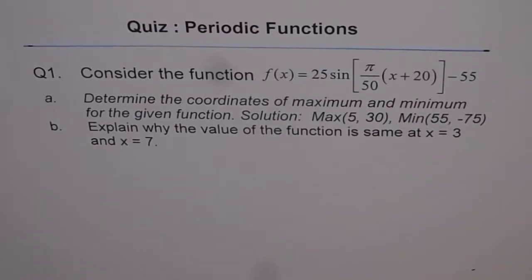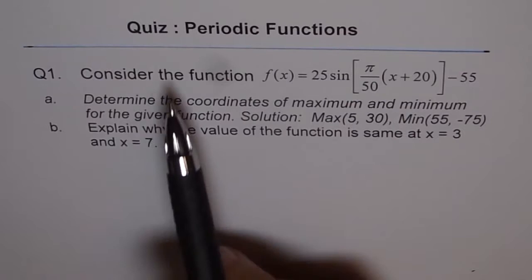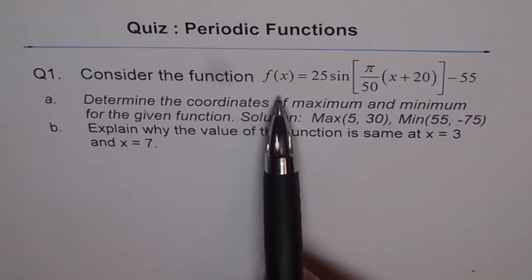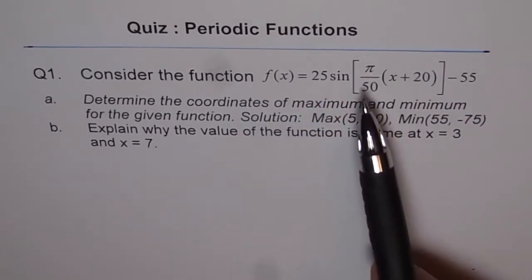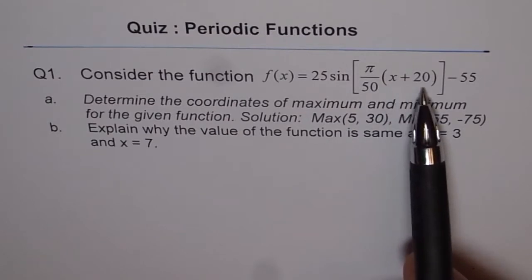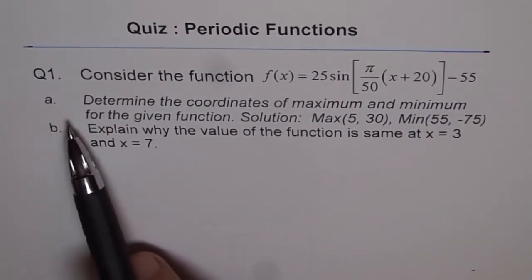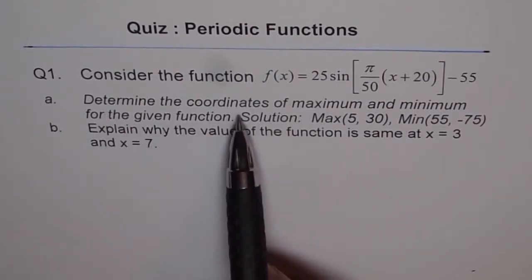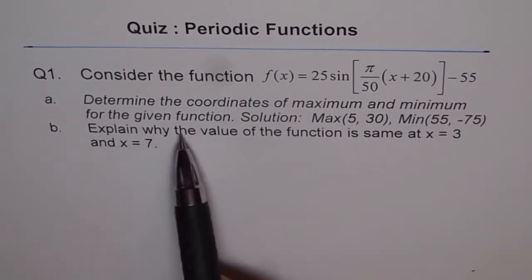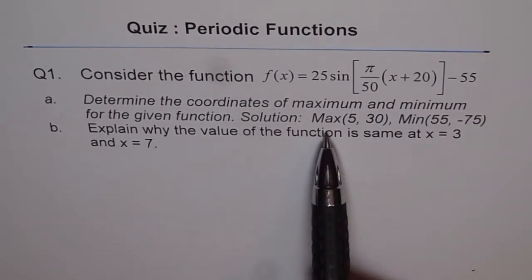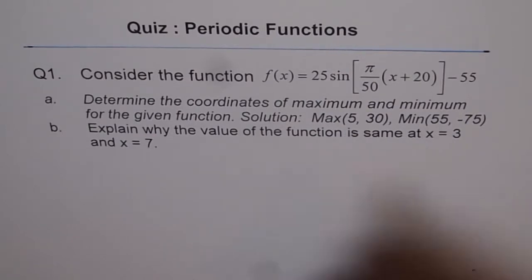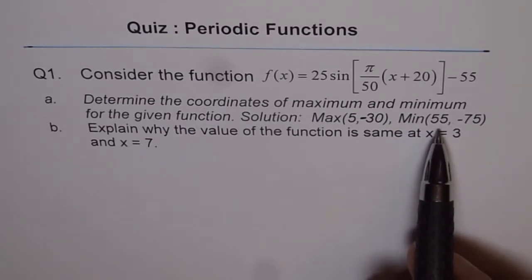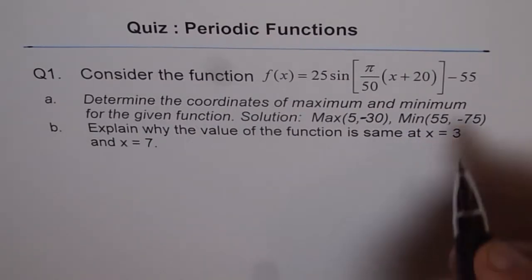Let's continue with the solution of our question number 1 of quiz on periodic function. The question was, consider the function f of x equals 25 sine of pi over 50 times (x plus 20) minus 55. Part A we solved in the last video. The question was, determine the coordinates of maximum and minimum for the given function, and the solution which we got was, maximum occurs at 5 and the value is minus 30, and the minimum occurs at 55 and the value is minus 80.